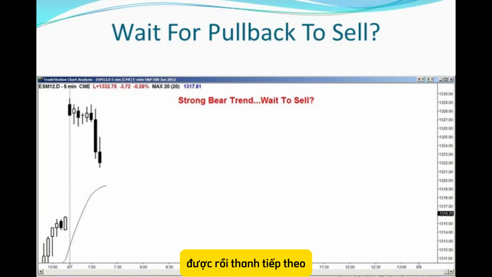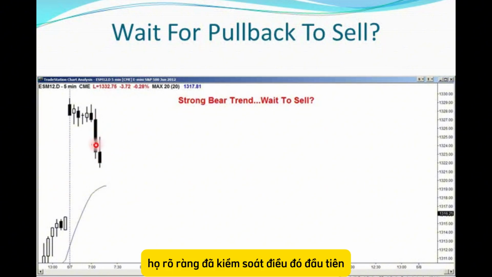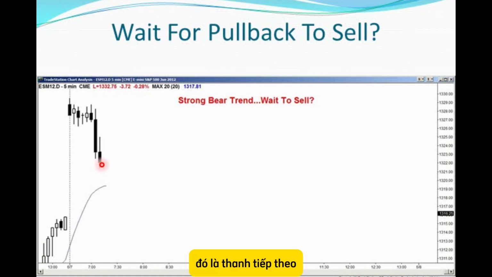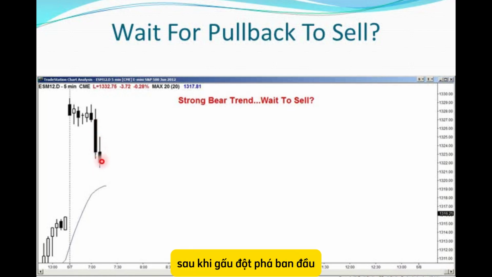All right, the next bar, what do you see? You see confirmation that the bears are in control. They were obviously in control of that first very big bear bar. And now we have another bar closing on its low, which is the follow-through bar. So we have follow-through selling after the original bear breakout. Well, I would assume the market's going lower. Again, sell the close.